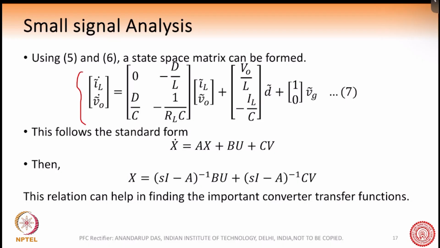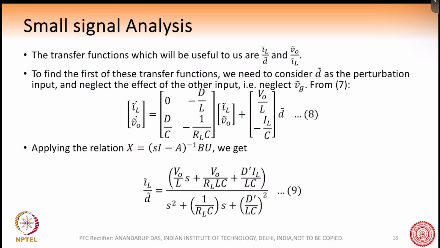So x dot equals Ax plus Bu plus Cv. Okay, this is the format here. Then you can find out x, the unknown quantity, and so you can find out the important transfer functions. IL hat by D hat is an important transfer function, and V0 hat by IL hat. What is this?